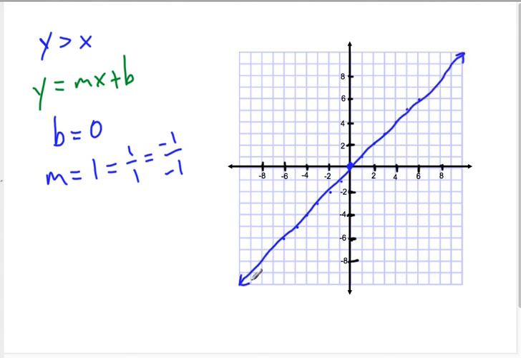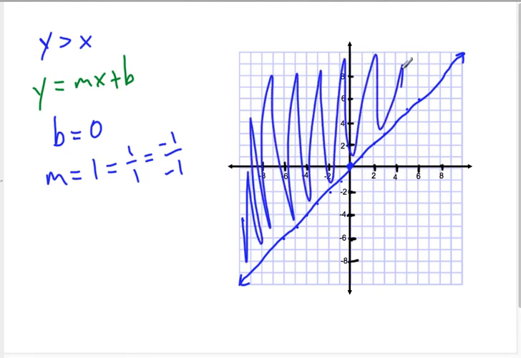Don't forget the arrows. Now we know that y is greater than, so that means the height must be greater than the line. So we're going to shade above. If it was less than, then we would shade below. And then also it's greater than, not equal to, so we have to make it a dotted line. So we can do that with our eraser. And we're all set.